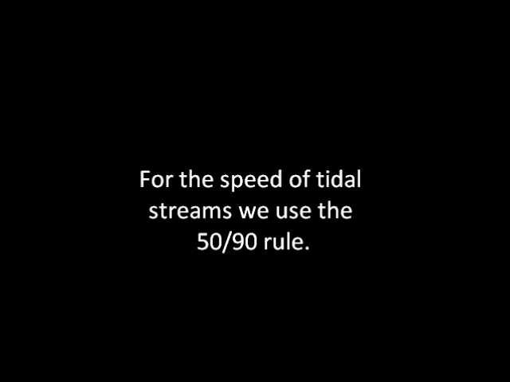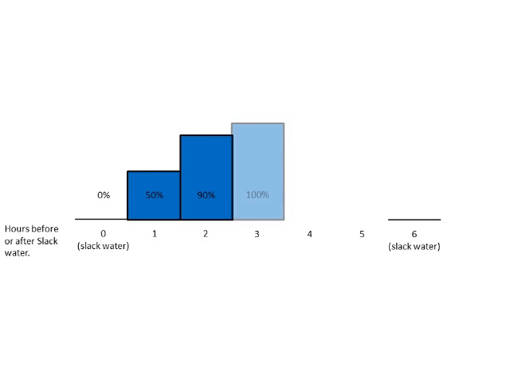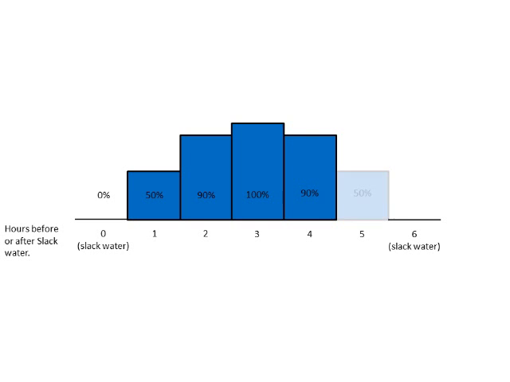For the change of the speed of tidal streams, we use something called the 50-90 rule. At slack water, the tide will be at 0% of its maximum speed. By the end of the first hour, it will be at 50% of its maximum speed. The second hour, 90%, and by the end of the third hour, at 100% of its maximum speed. The fourth hour, 90%, and by the end of the fifth hour, 50%. By the end of the sixth hour, it'll have slowed down to slack water.